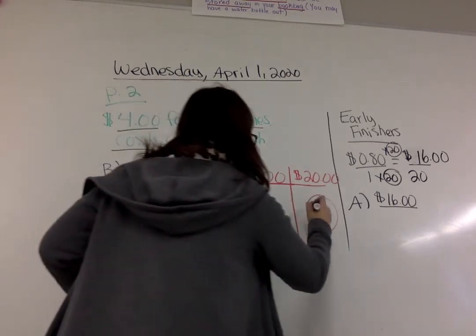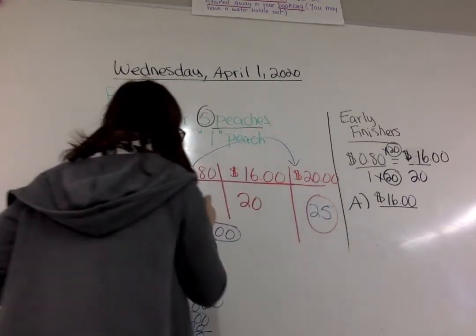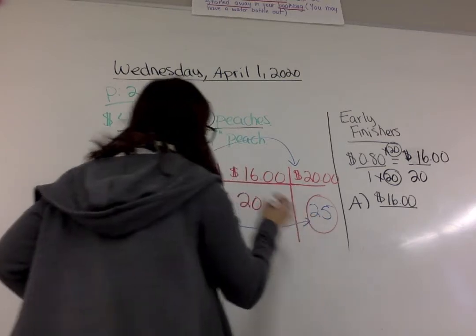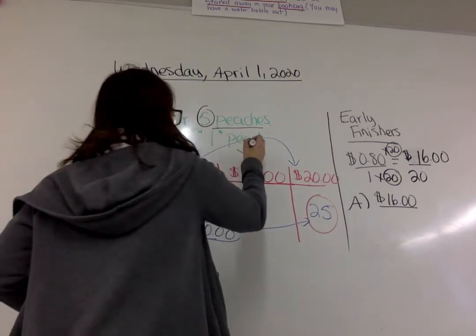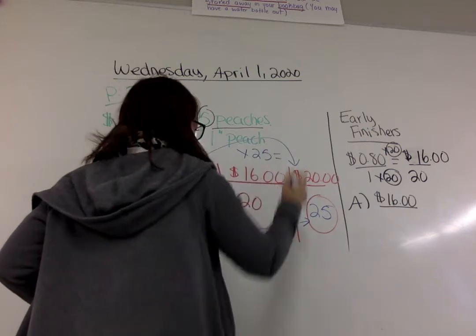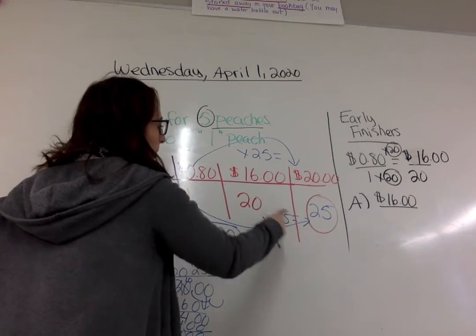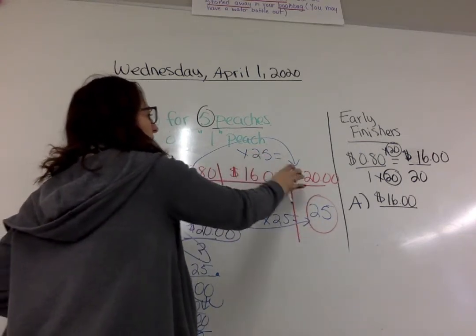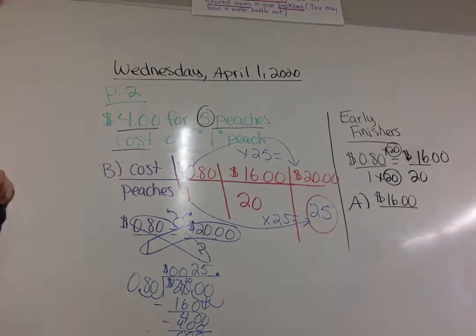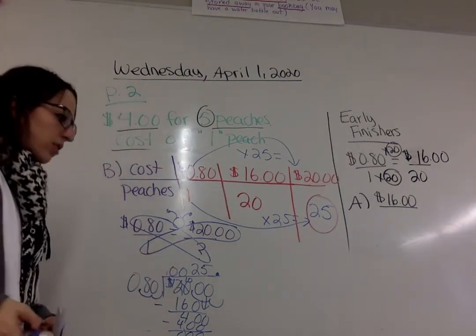So here would be 25 peaches. Because from here to here, I have to multiply by 25. So from here to here to get the blue, I get 25. From 80 cents to 20, I multiply by 25. That's how I get $20. So the answer is 25 peaches.